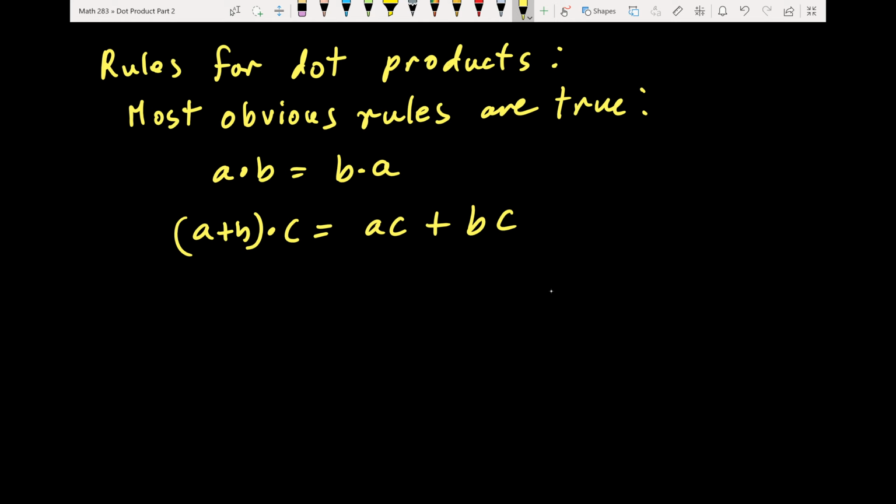All right, now comes the important part. Angles between the vectors. You're going to see that a lot. We're going to look at the angle between the vectors.